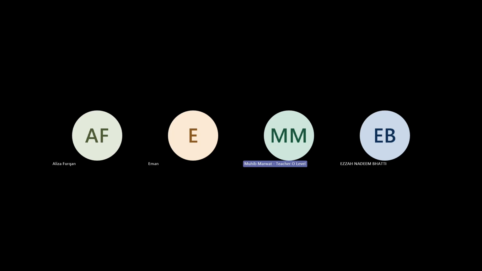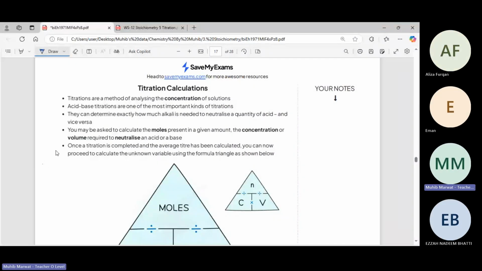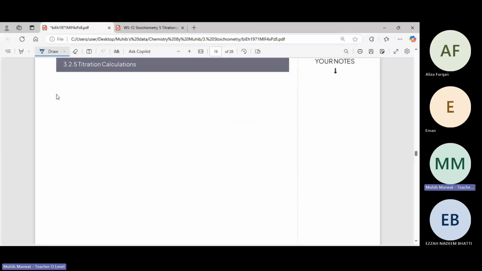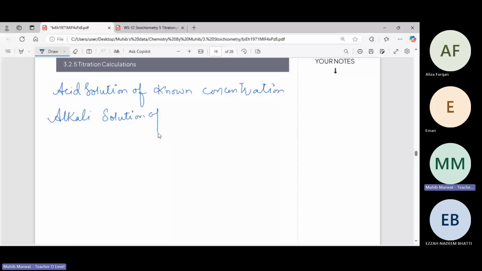Basically, titration is used to analyze the concentration of an unknown solution. For example, we have an acid solution of known concentration. We also have an alkali solution, but we don't know its concentration, right? We don't know whether it is a dilute or concentrated alkali or base, right?